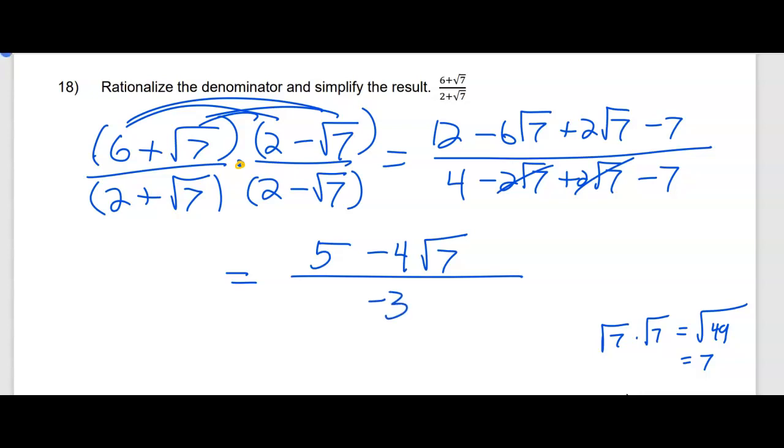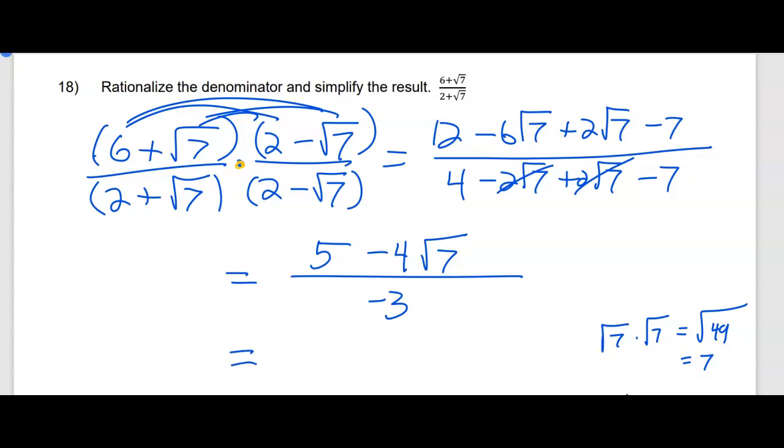Our denominator went from an irrational binomial to a rational number. That is rationalizing the denominator. It is a multiply by 1 technique. You must have the conjugate of the denominator's binomial so that the outer and inner products reduce to 0 and you end up with the square roots multiplying together.